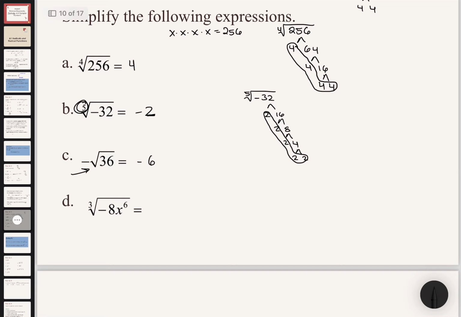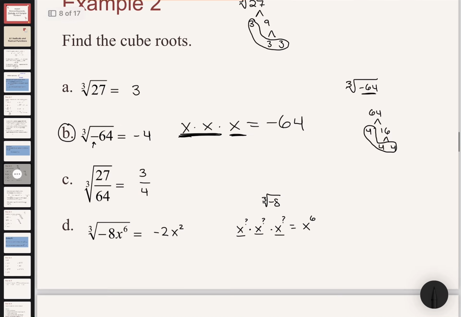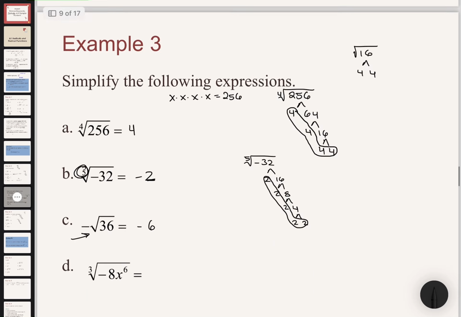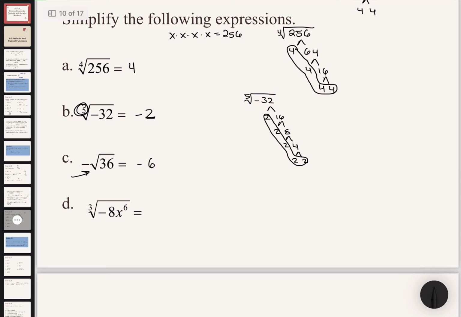Okay, what about this last one? This is kind of similar to a problem that, did we just do this problem? Guys, we just did this problem. This is the same exact problem as up there. Okay, cube root of -8, -2. Cube root of x to the 6th, x squared. That one was a nice one for us.